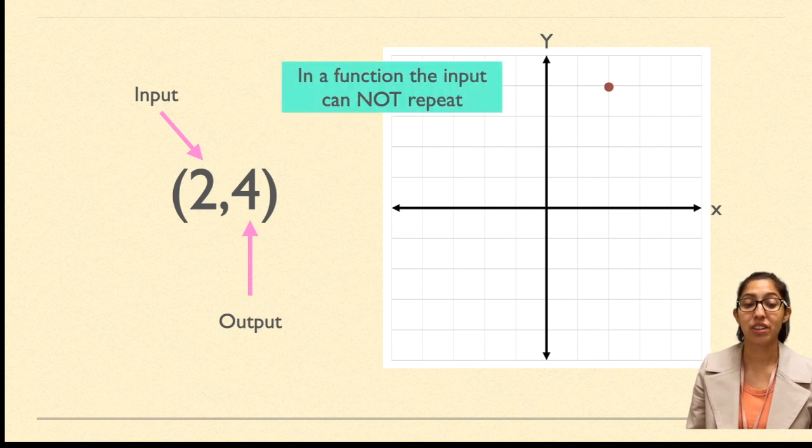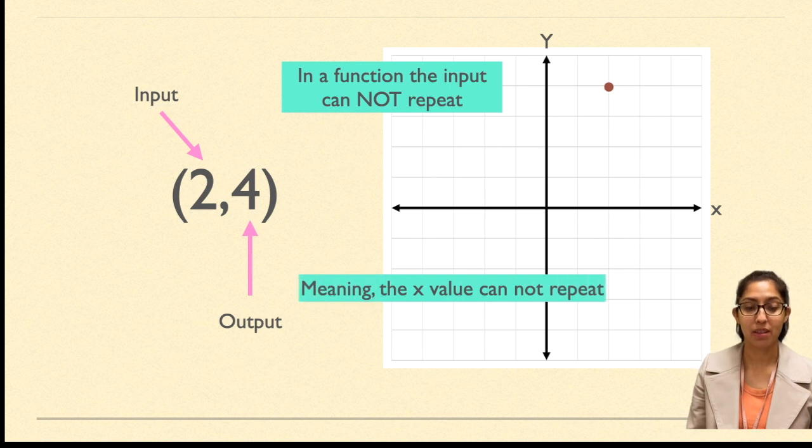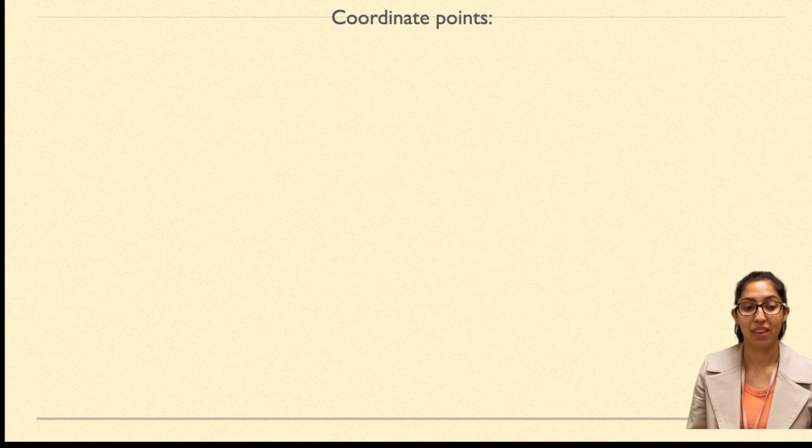So in a function, the input cannot repeat. So what does that mean? That means that the x values cannot repeat. So anything on the x-axis cannot repeat. No repeating x's. Okay, so there are 4 types of functions that you will see that we'll go through right now. So first one is coordinate points.